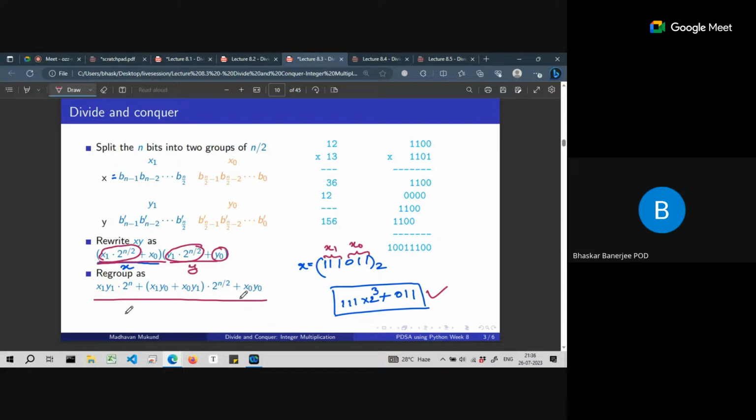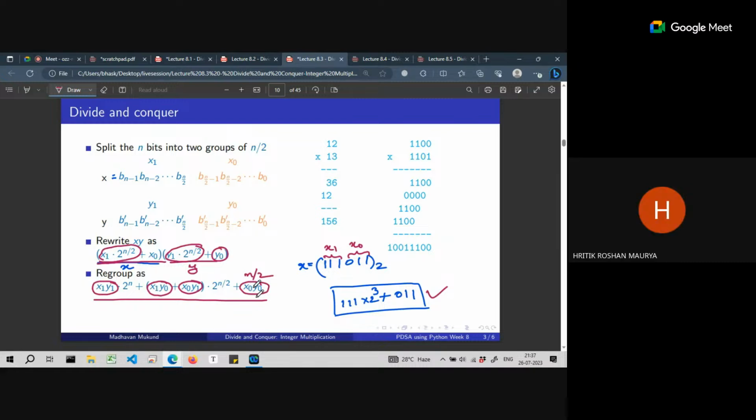Now, what did we gain over here? First thing is x1 into y1 is one multiplication term. This is the second multiplication term. This is the third multiplication term, and this is the fourth multiplication term. Each of these multiplication terms has how many bits? N by 2 bits. But earlier I was doing multiplication on x into y that had n bits. Each of them had n bits. And now each of these multiplications, x0, y0, all of them individually, have n by 2 bits. Right? So it is multiplying on a lesser length number.